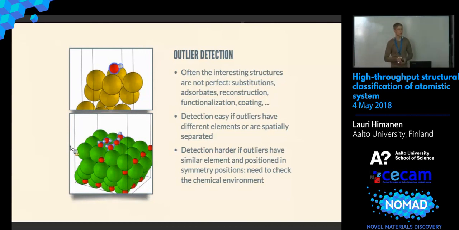And the final step in the classification procedure is outlier detection. Often the interesting structures are not perfect surfaces or perfect 2D materials. They have substitutions, adsorbates, many kinds of things. And detecting what we have named outlier atoms can be easy if they are composed of different elements than the underlying unit cell or underlying material, or they are spatially very well separated. The outliers are then already identified during the tracking procedure.